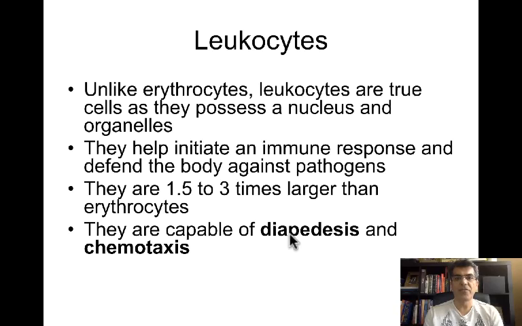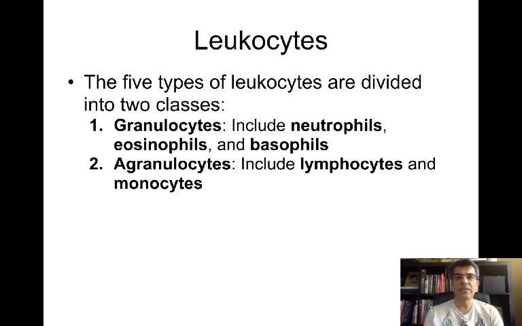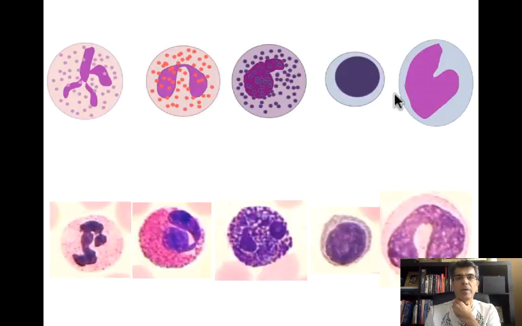The process of attracting white blood cells to the site of injury is called chemotaxis, but the chemical is called chemotaxins. We classify leukocytes into two groups. A group with granules is called granulocytes, and another group without granules is called agranulocytes. A means without. If you don't have granules, we call it agranulocyte. If you do have granules, we call it granulocyte. If you look at this diagram, you can see these three cells.